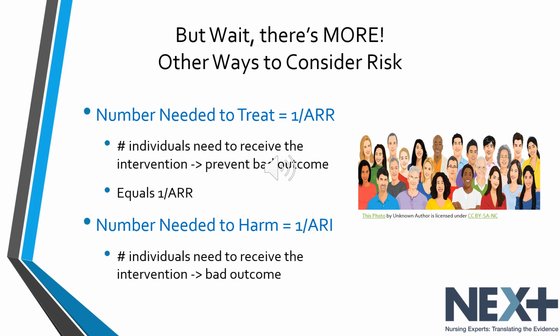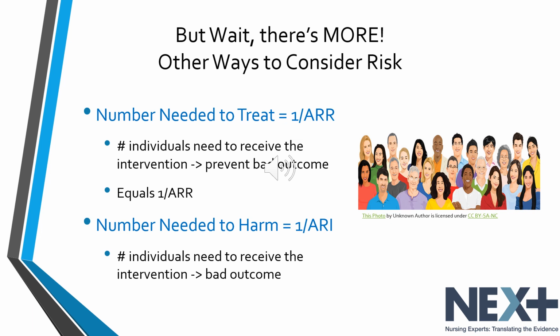Here are 2 additional results that tell us about the likelihood of an outcome when exposed to an intervention. Number needed to treat is the number of individuals who need to be treated to prevent one adverse outcome. If the number needed to treat is 5, that means that every 1 in 5 individuals will benefit from the intervention.